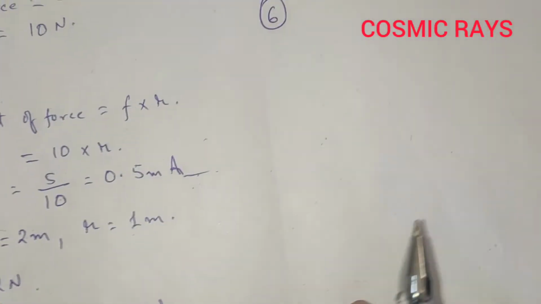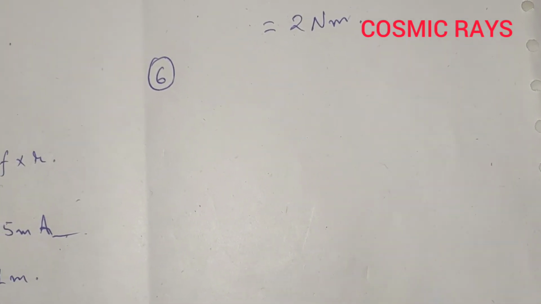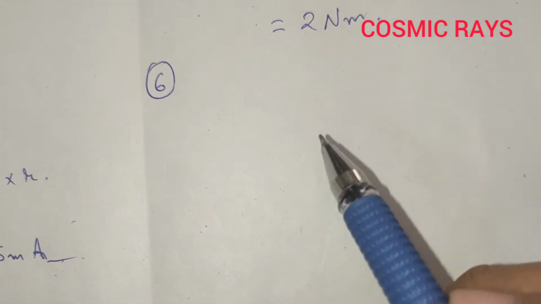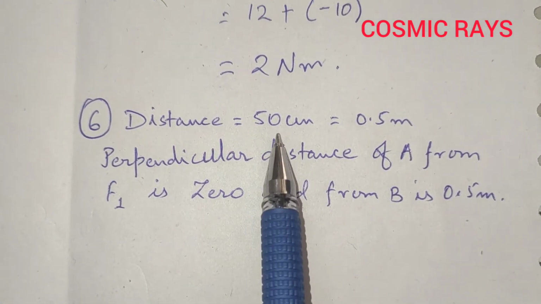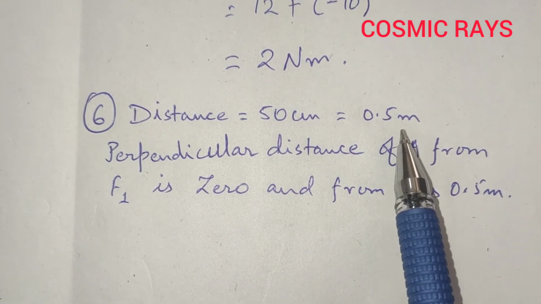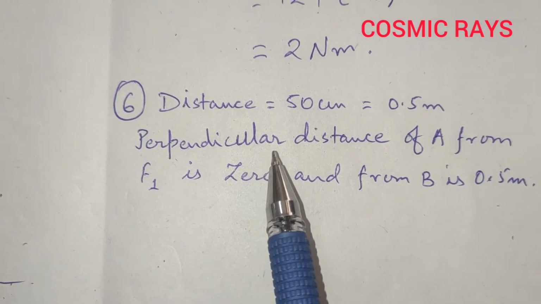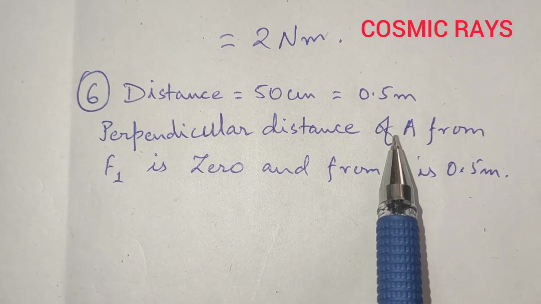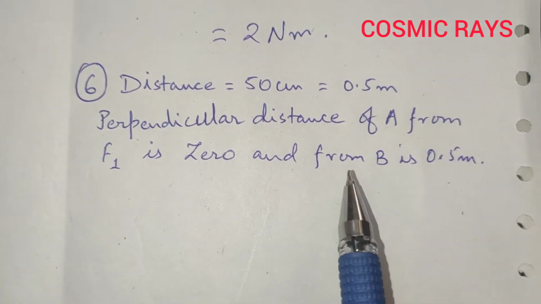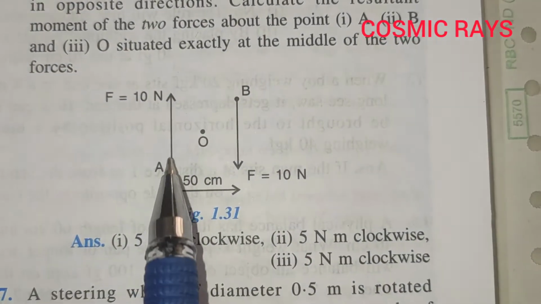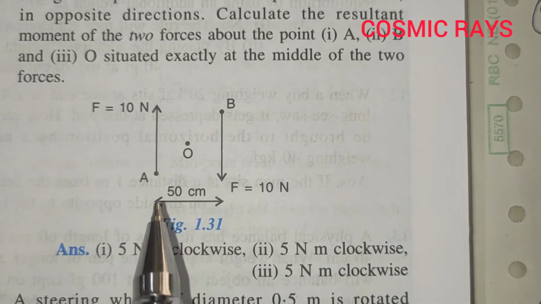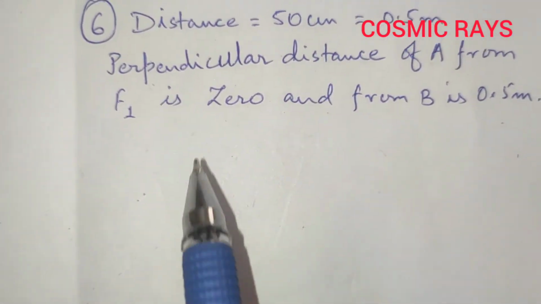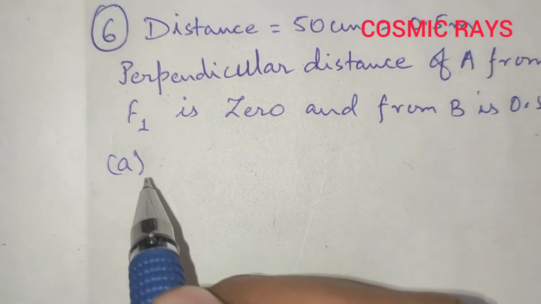Now to solve this, we'll just write the given things and I'll do the conversion. So here we have written the given things. Distance is 50 centimeter, we convert it to meter, that is 0.5 meter. What we have to know here is the perpendicular distance of A from F1 is 0. See, the perpendicular distance of A from A is 0, but from B it will be 50 centimeter, that is 0.5 meter.